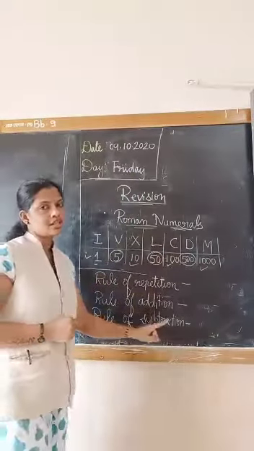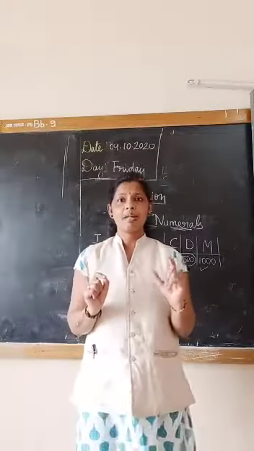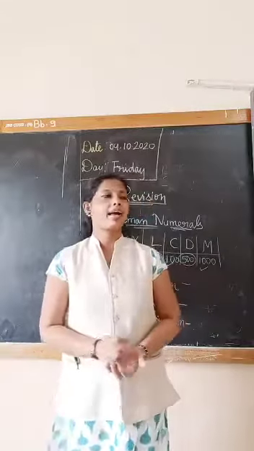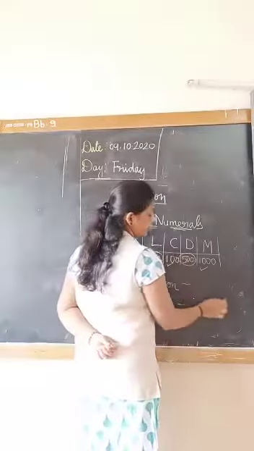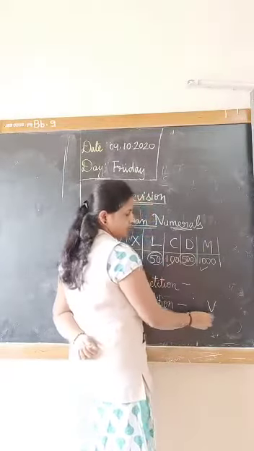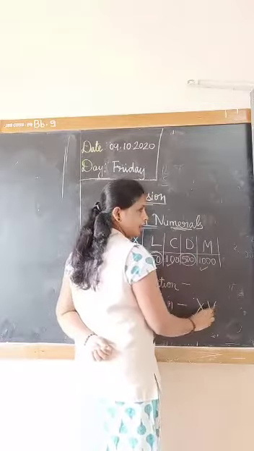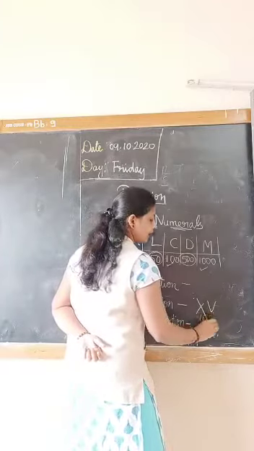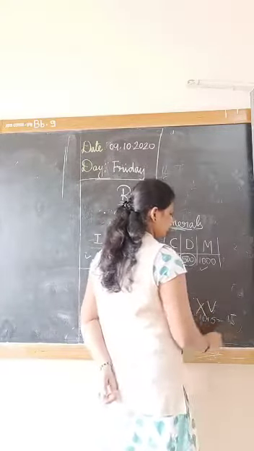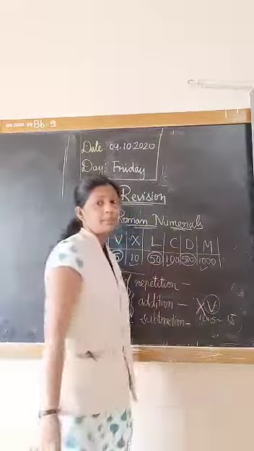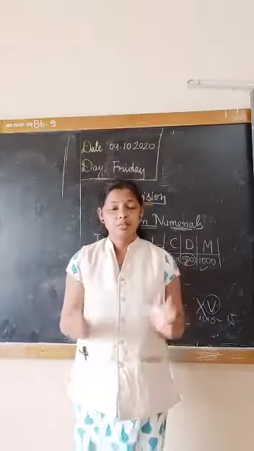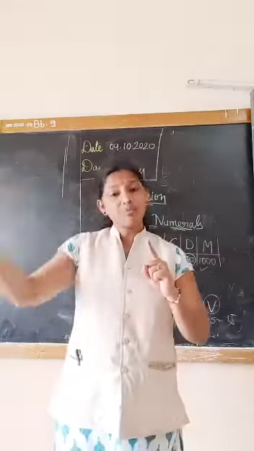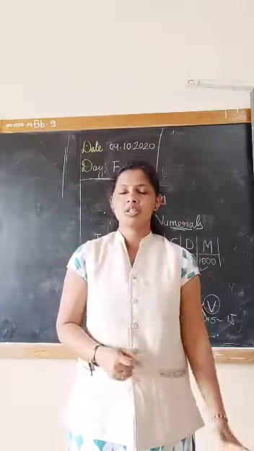The rule of addition says that if you write a symbol with a smaller value after a greater value, it means you have to add. If you write a symbol with a smaller value, 5, that is V, after a greater value, then it is addition. X is 10 and V is 5, and if you add, this is 15. You can use V for addition, but not for subtraction. So what does the rule of addition say? If you write a symbol with a smaller value after a greater value, it is addition.